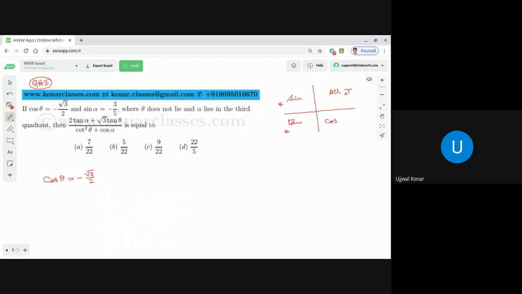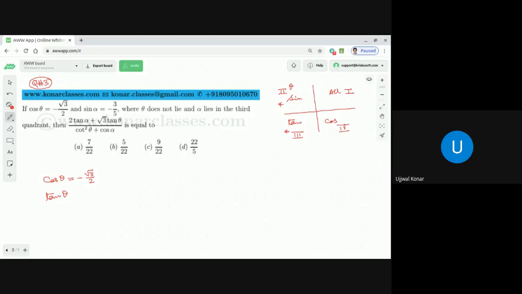This is the first quadrant. This is the second quadrant. This is the third quadrant. And this is the fourth quadrant. So theta lies in this second quadrant. If theta lies in the second quadrant, then what is the value of tan theta? Tan theta should be negative. And what is the value of cot theta? That should also be negative, because only sine and cosec are positive in the second quadrant.